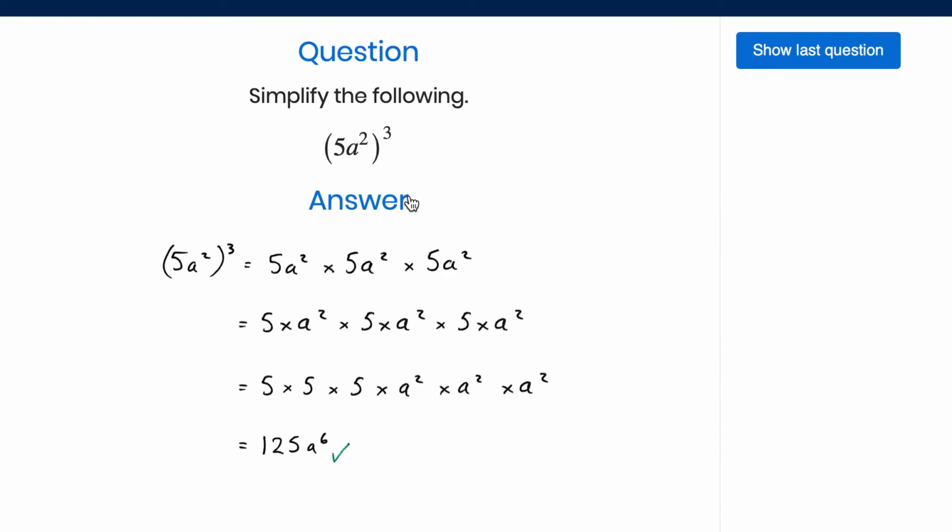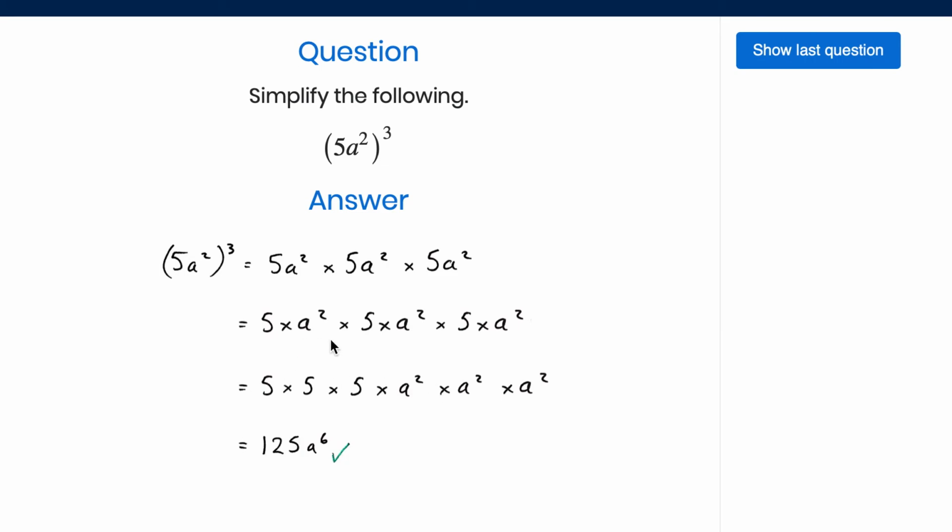So let's see why. If we write the expression out, we get 5a squared to the power of 3 is equal to 5a squared times 5a squared times 5a squared, which is just 5 times a squared times 5 times a squared times 5 times a squared. And this can be rewritten as 5 times 5 times 5 times a squared times a squared times a squared, because you can multiply letters and numbers in any order.